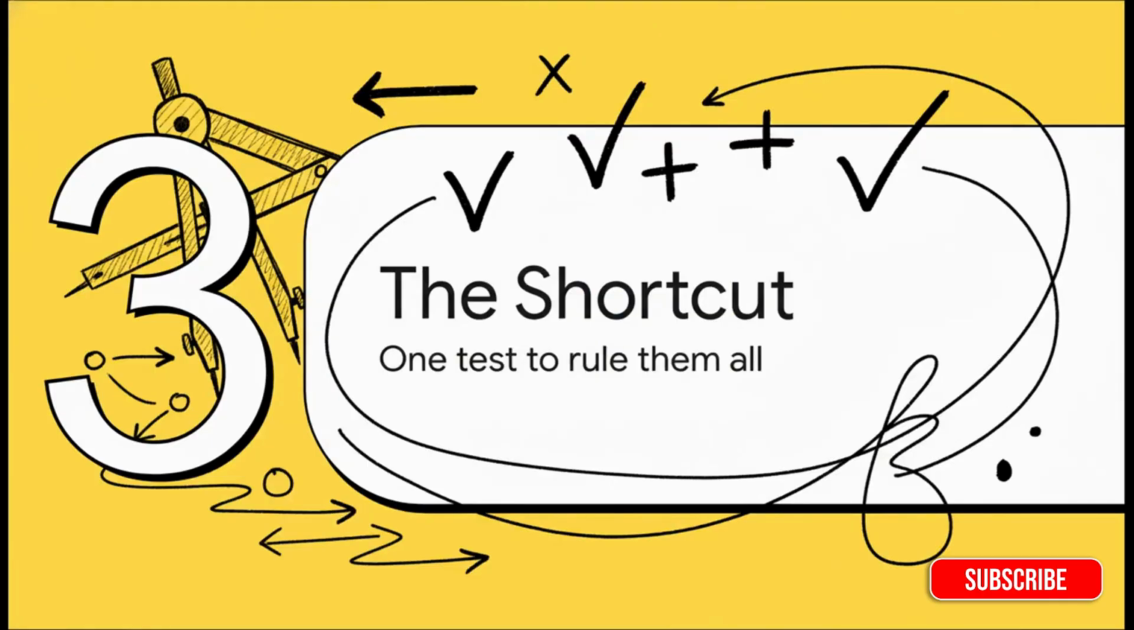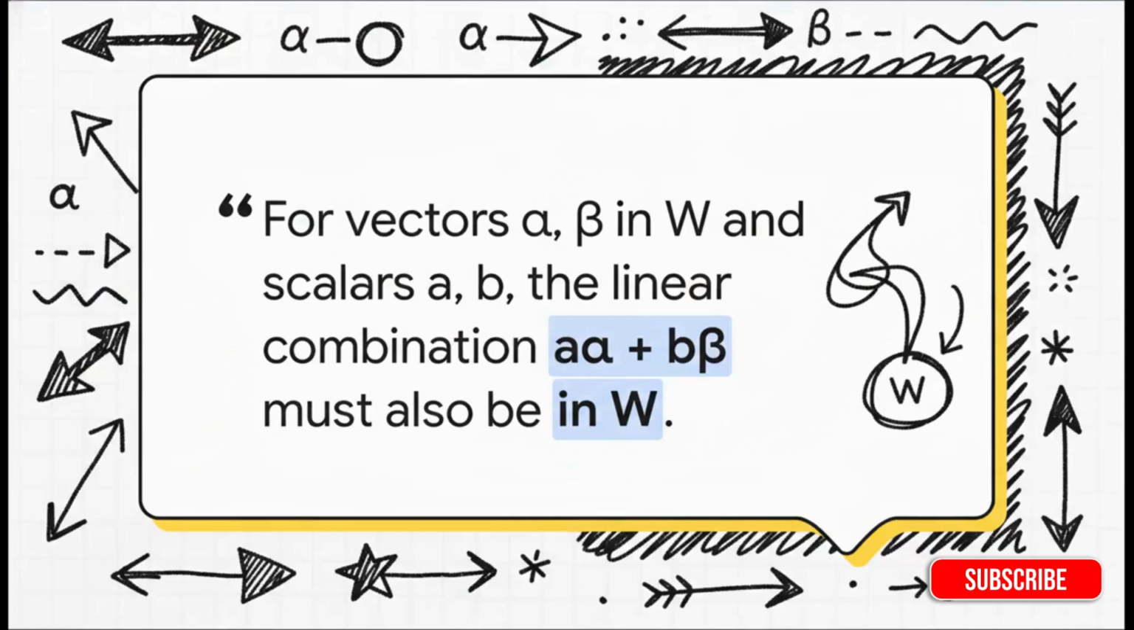And thankfully there is. Mathematicians have cooked up this wonderfully elegant shortcut. It's this one powerful test that basically rolls all of those other checks into a single easy step. It's a real game changer. And here it is. This is the whole shebang. This single condition is all you ever need to check. If you can take any two vectors from your set W, multiply them by any two numbers, add them together, and the result is always back inside W, then you are guaranteed that W is a subspace.